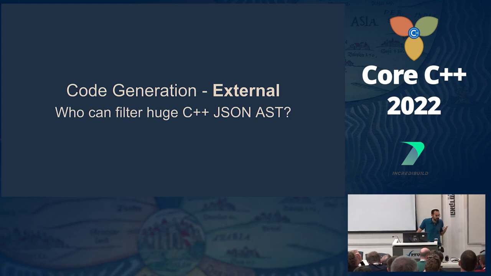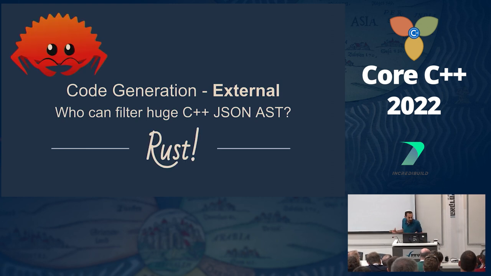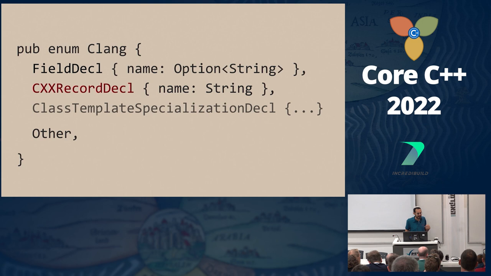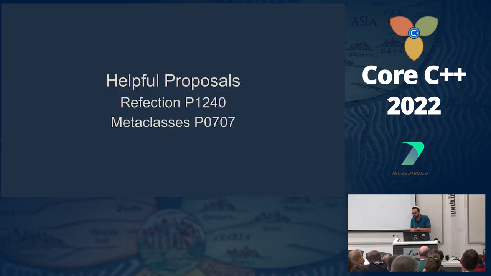I was surprised to find out that there's actually a Rust library that is specific to using Clang AST JSON output, and one of its features is that it automatically filters to only the pieces that are of interest to you. So it was useful to generate C++ code for serialization and deserialization.